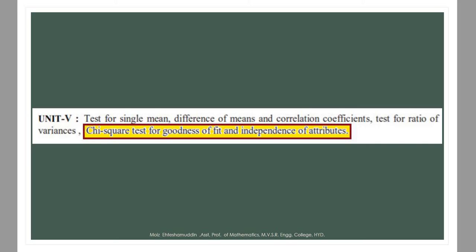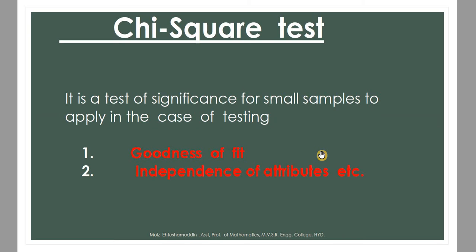The earlier topics we already discussed in the earlier parts, and the last concept is the chi-square test for goodness of fit and the independence of attributes. We will take up one problem on each of these two topics. The chi-square test is used for many other situations also, but in this session we deal only with our syllabus, that is, checking the goodness of fit and checking the independence of attributes.